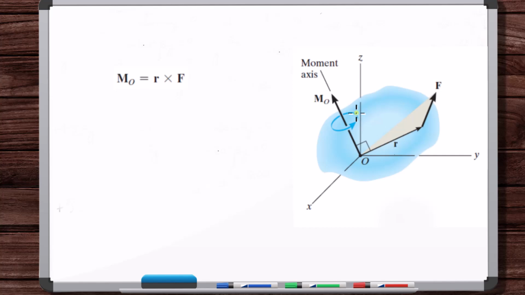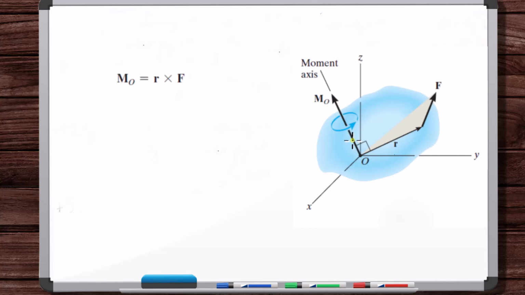Now, what about the sense of rotation? Do you have to draw this curled arrow? Is that part of a moment vector? This is just here for graphical illustration. You can put this curled arrow if you want, but if you see a moment vector, you don't need that curled arrow.